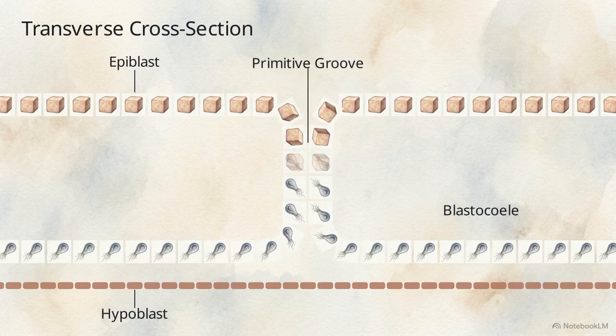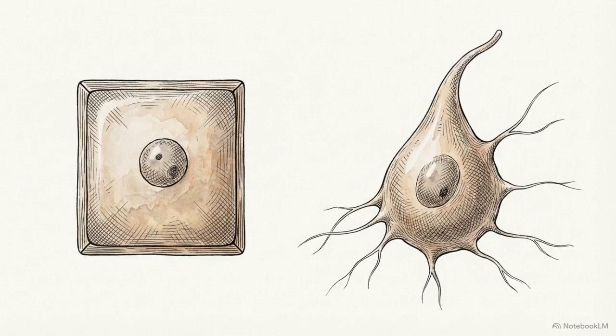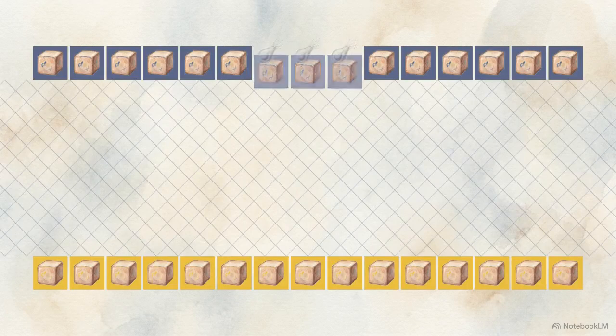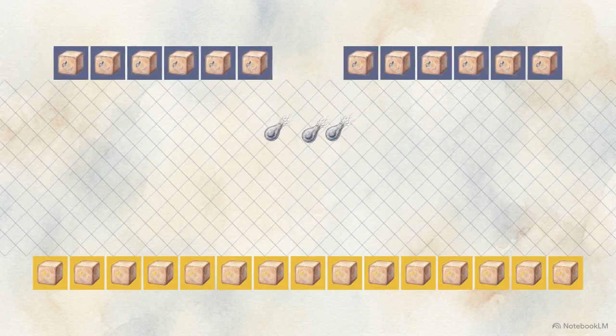A transverse cross-section through the middle of the primitive streak reveals the mechanics of cellular movement. Epiblast cells slide horizontally toward the center and drop into the space below. This process of migrating to the midline and diving through the streak is defined as ingression. To ingress, cells lose their rigid epithelial shape and become mobile, free-floating mesenchymal cells. Mesenchymal cells are characterized by their ability to migrate through the extracellular matrix independently.